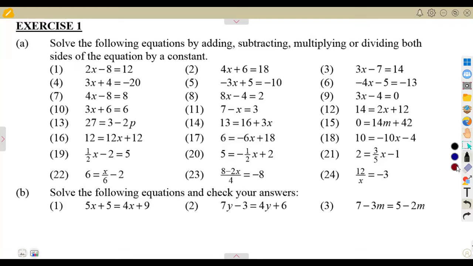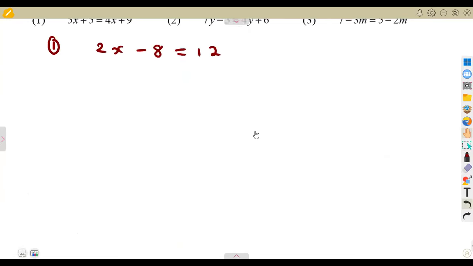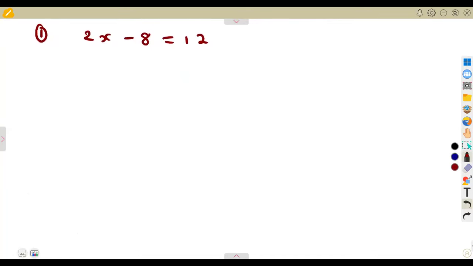Solve the following equations, that is what you're given, by adding, subtracting, multiplying, or dividing both sides of the equation by a constant. What are they trying to say? If you are given this, this one is like the traditional method of your solving part. The traditional method, you're supposed to have it this way.